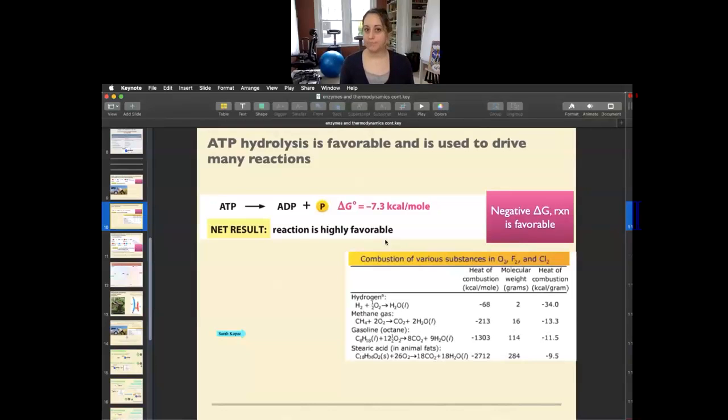We have ATP. ATP hydrolysis, as we've talked about many times, has a negative delta G. So ATP hydrolysis is a favorable reaction. So it does not require energy, and we phrase it as it releases energy. What it really means is that we have a favorable reaction where the products are more stable than the reactants.